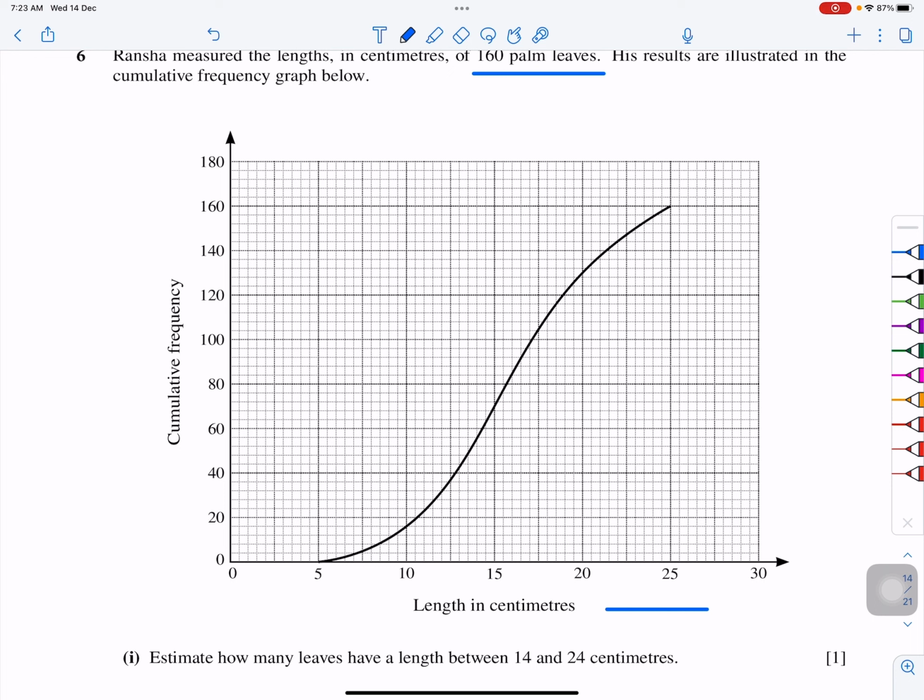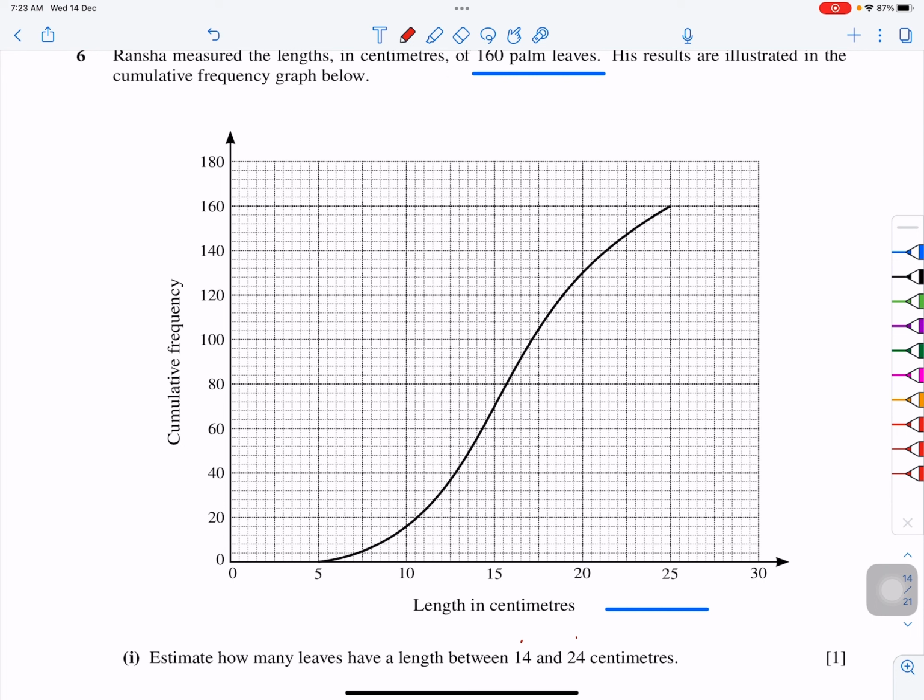First question is: estimate how many leaves have a length between 14 and 24 centimeters. Now for that you need to have a sharp pencil and a ruler, right? So let's draw the line at 14 centimeters and see the number of leaves, and at 24 centimeters, right? So for that you need to understand how to read the values of each box. So what is the method of that?